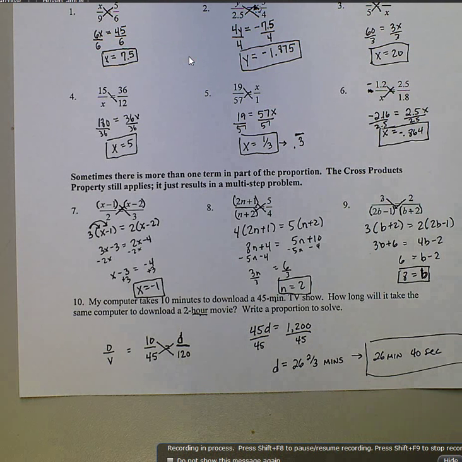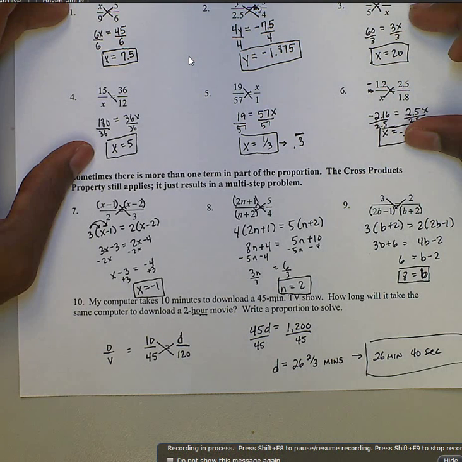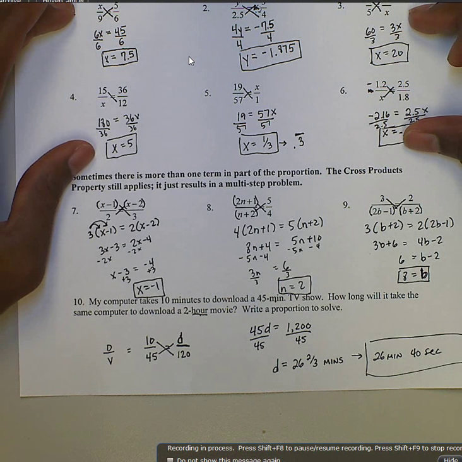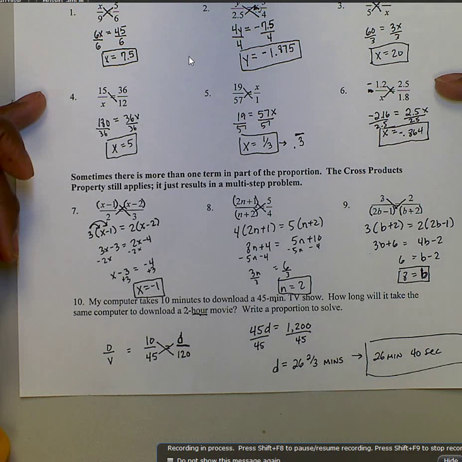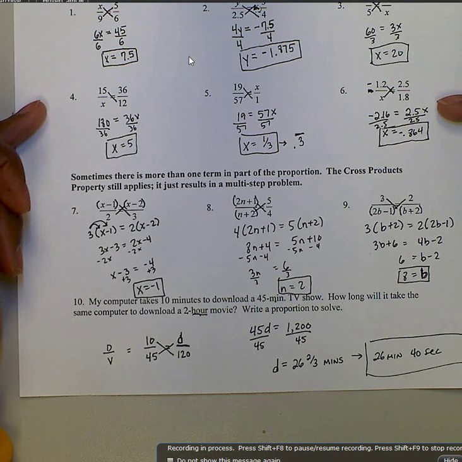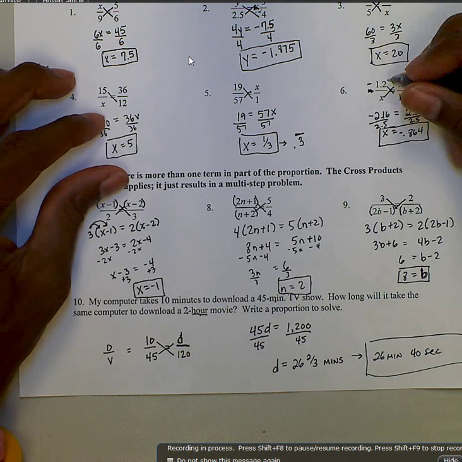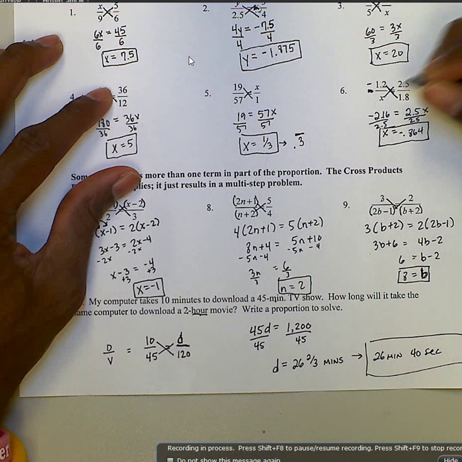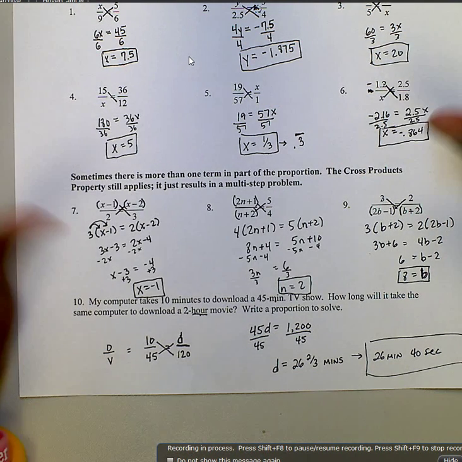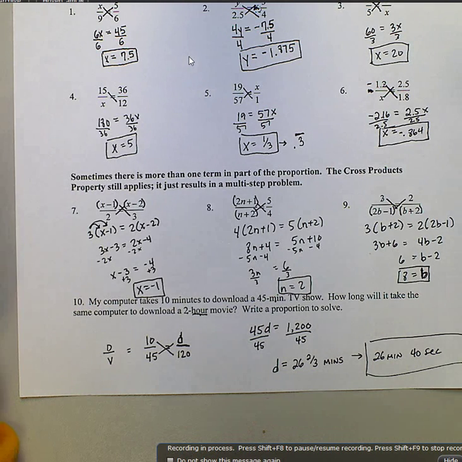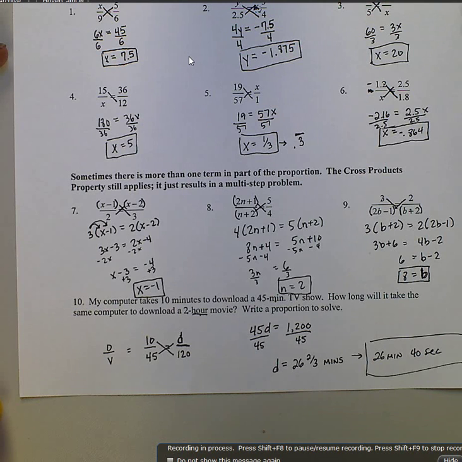Hopefully you got enough practice there so that you're ready for it. 1 through 6 were just straightforward proportions. 7 through 9 were the ones that involved expressions in the numerator and denominator, but you're doing the same step: cross product property, cross multiplying. Make sure you multiply the numerator from one side with the denominator from the other. Do not make the mistake of multiplying the same side. That does not work. Okay? It's one simple step. All you have to do is pay attention to what you're doing as you do it.